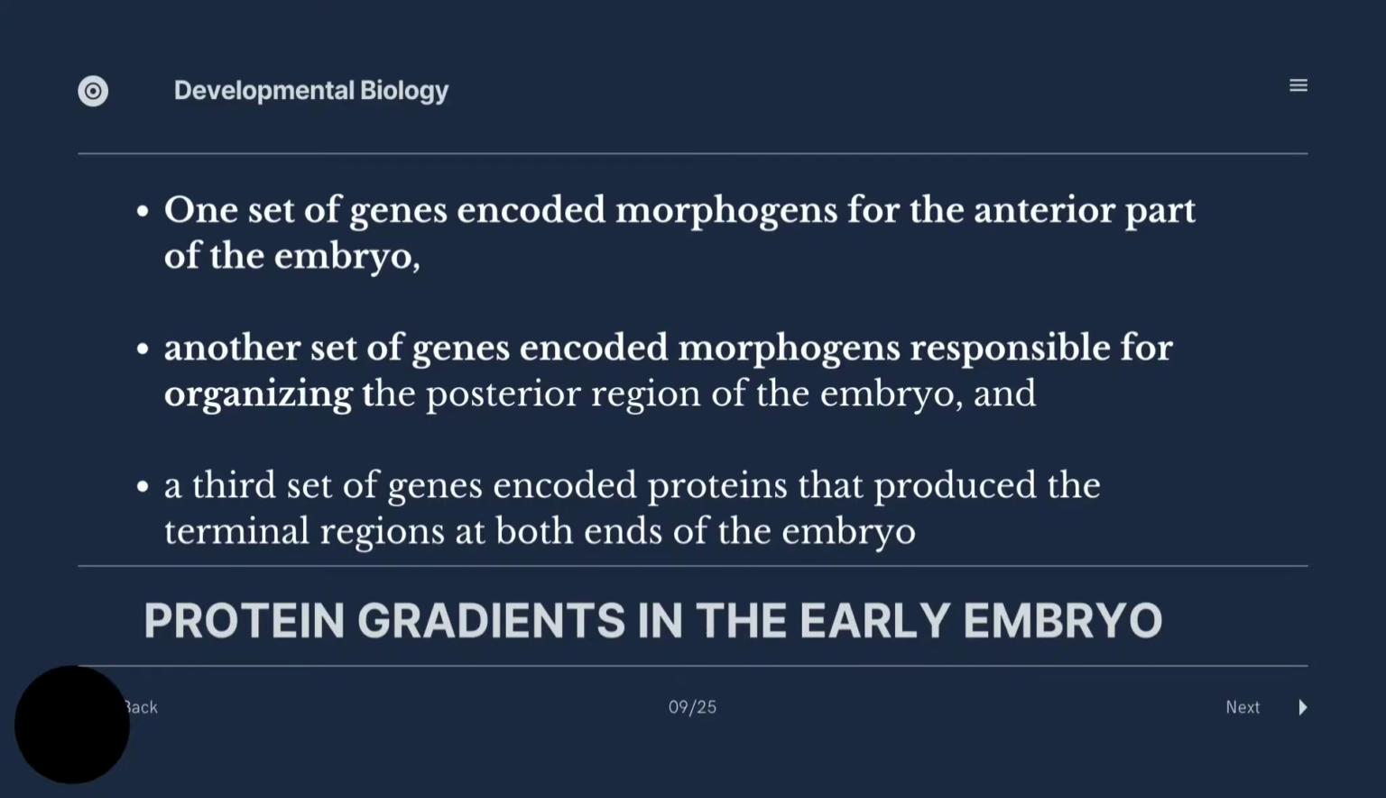The answer to these 3 questions is given by 3 sets of genes. The first set of genes encoded morphogens for the anterior part of the embryo, another set of genes encoded morphogens responsible for organizing the posterior region of the embryo, and the third set of genes encoded proteins that produce the terminal regions at both ends of the embryo.